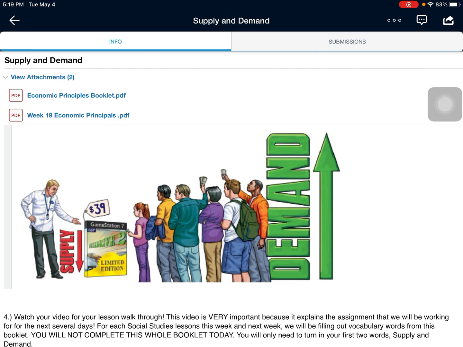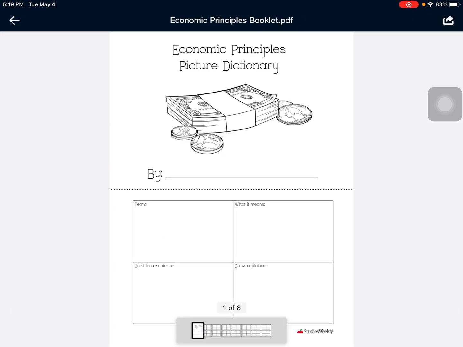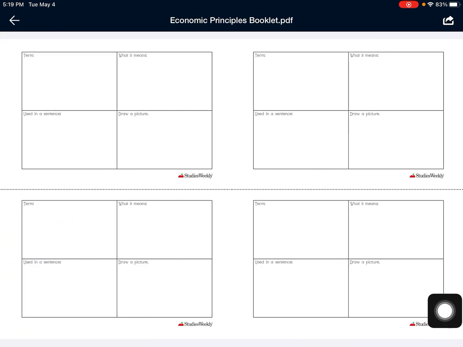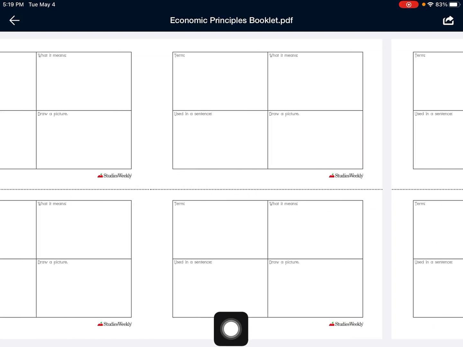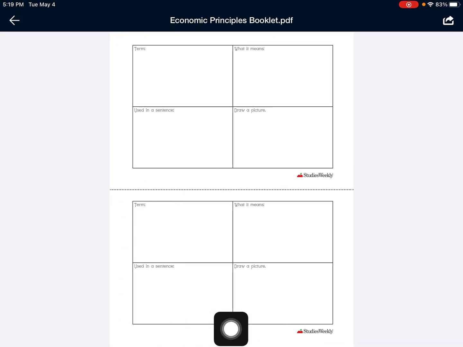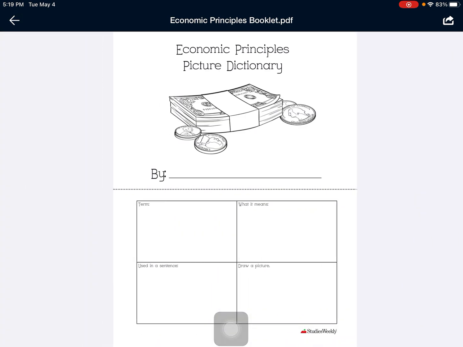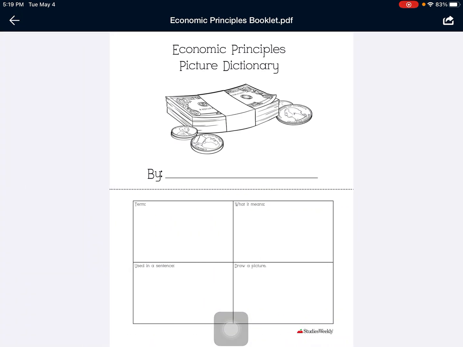What I am going to explain today is how we're going to complete our assignment. We will be working on this little booklet here, is what I'm calling it. It's an economic principles booklet. And you're going to notice that we have a couple of sections here, and there's actually 13 of these larger squares. So if you scroll through, there's 13 of these. Now please do not get overwhelmed. We are not completing all of those today.